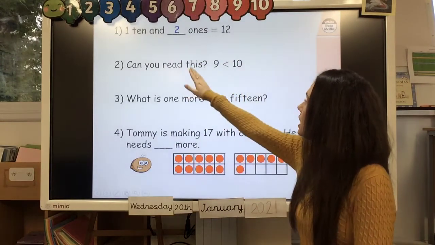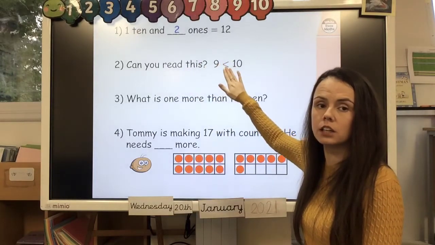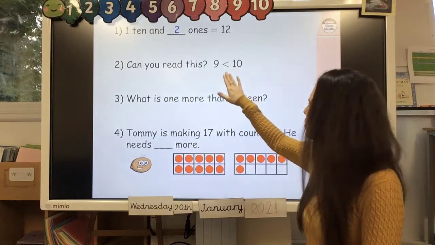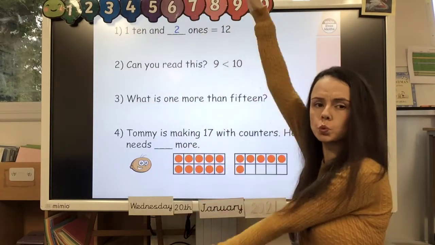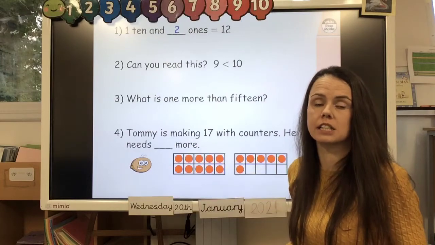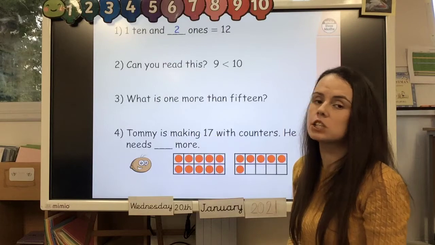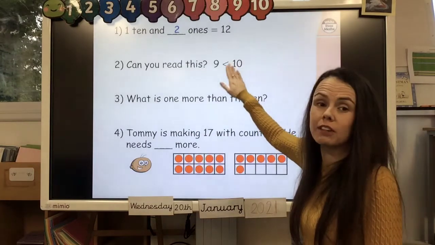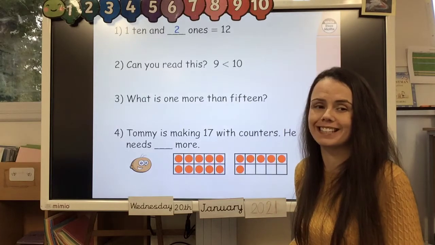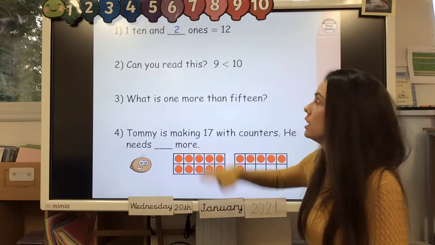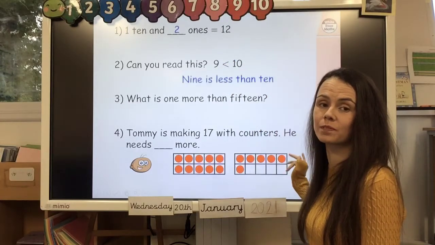Great work. This one. Can you read this sentence? 9 arrow 10. Can you remember what this arrow was? That's it, it's our crocodile hands. So remember, we've got more than and less than. Can you remember which way round it goes? Give you a clue. Remember, the crocodile eats the biggest number. So 9 is less than 10.